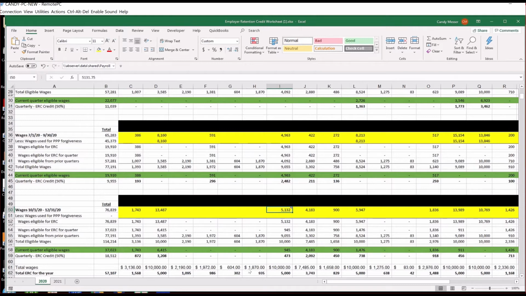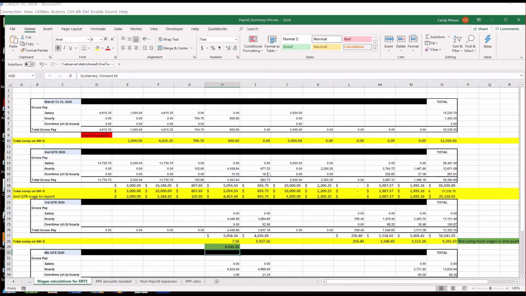So here you can see across what each person had up to that maximum. And so his total ERTC that he's going to get is $57,107 across those quarters.